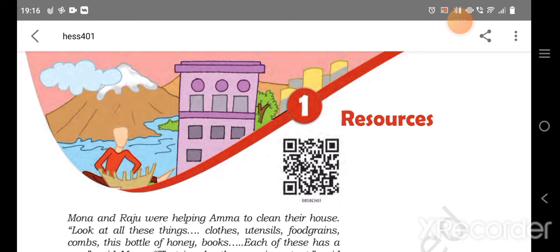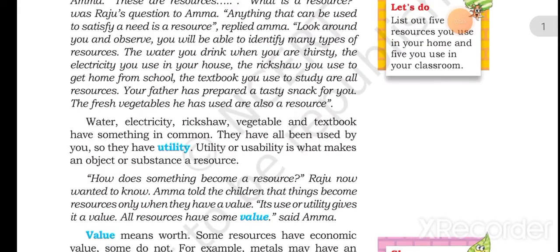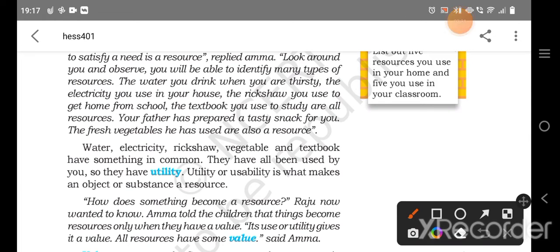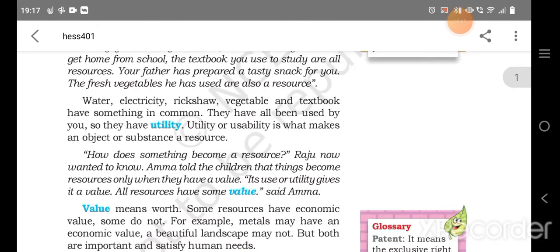So a resource is anything that has usability, and what do you mean by usability? It means something that has the ability to be used. Anything that can be used is a resource, right? Usability also means utility. The other synonym for usability is utility, and here it is mentioned in your book in blue ink. So anything that has utility, that substance is what we call a resource.